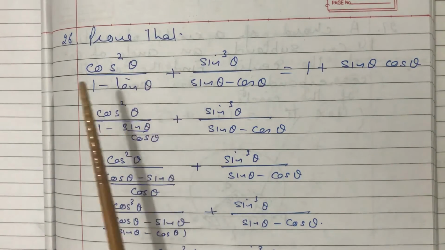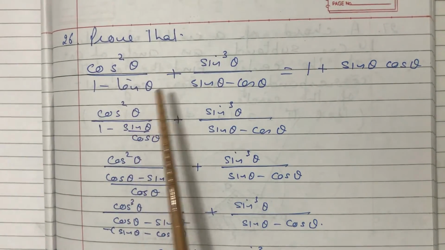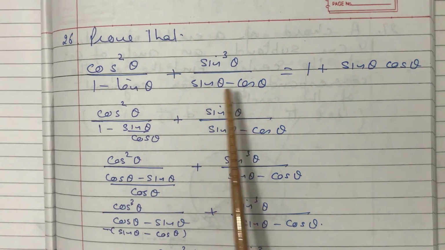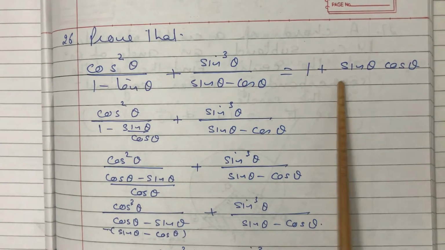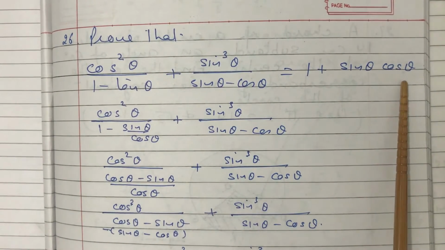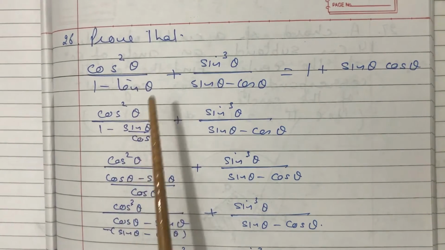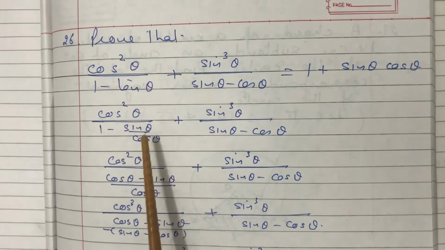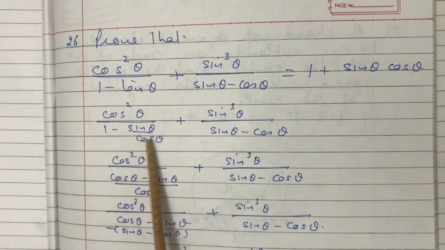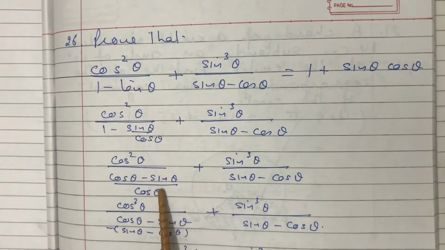Now prove that cos square theta upon 1 minus tan theta plus sin cube theta upon sin theta minus cos theta is equal to 1 plus sin theta cos theta. In this cos square theta term, change tan theta into sin theta by cos theta. Now simplify this denominator. You will get this.